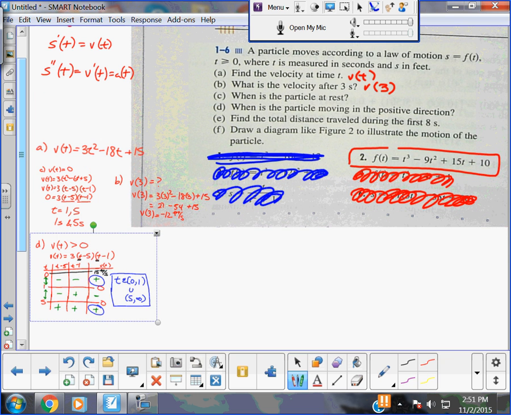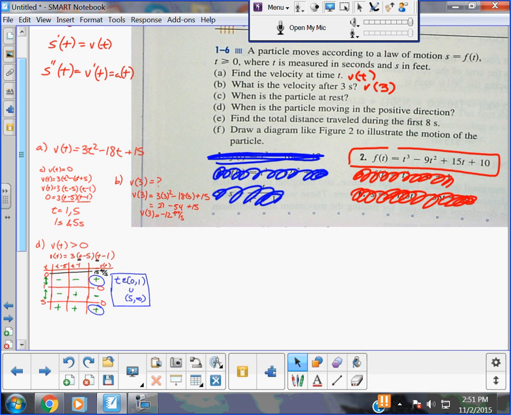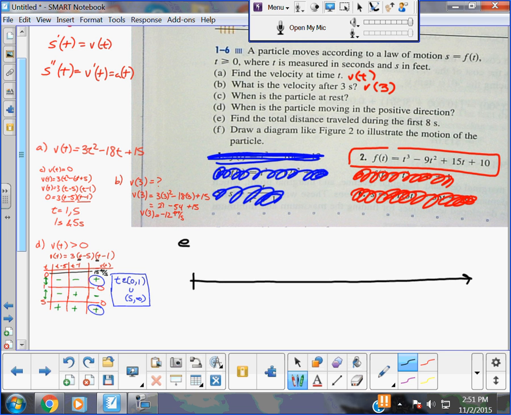Letter E, find the total distance traveled during the first 8 seconds. And this is kind of what I want to make sure we get. So for letter E, I want to think about it this way. I have 8 seconds to graph, and this particle is moving along a line. And the first thing I do is I want to know what's happening at time equals 0. And this is a position problem, guys. So I'm going to do f of 0, not f prime, not v. I want the position. So I'm going to go all the way back to the original function.